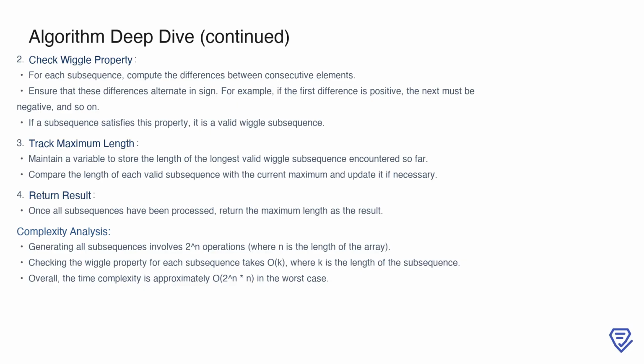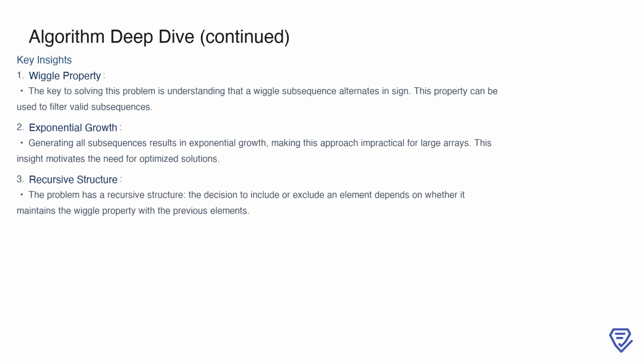However, this brute force approach has significant computational overhead. Generating all subsequences requires 2^n operations, where n is the length of the array, and verifying the wiggle property for each subsequence adds additional complexity. As a result, the overall time complexity is approximately 2^n * n, making this method impractical for large input sizes.